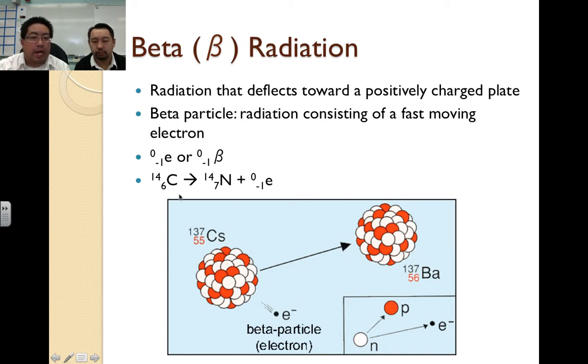And here we have a nuclear reaction that illustrates the beta emission. Again, notice the total of the mass numbers are equal, and then for the atomic number, this is 6, this becomes 7 because this is -1. So notice how the atomic number increases by 1 and the mass number doesn't change.